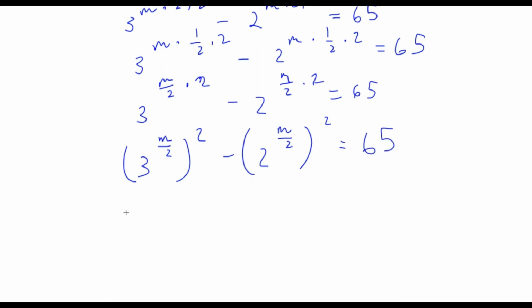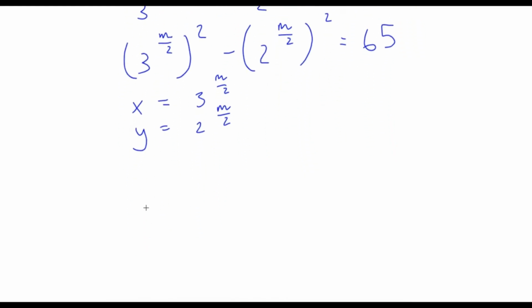Now I'm going to set x equal to 3 to the power of m over 2. I'm going to set y equal to 2 to the power of m over 2. So now if we plug in x and y into our equation here, we get x squared minus y squared is equal to 65.